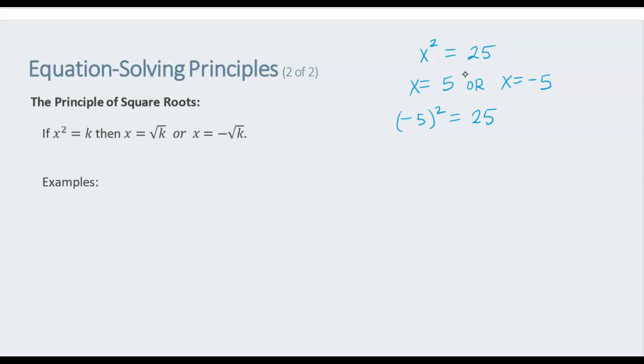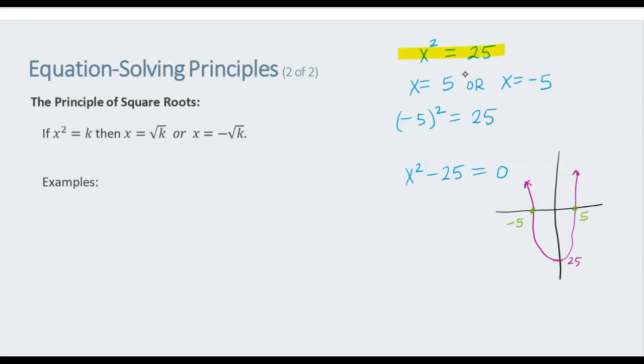Another way to think about this is that if I go back to this equation here and rewrite it as x squared minus 25 equals 0, this is a parabola facing up, which is shifted down 25 units. And so when I draw the parabola, the two places where this is going to cross the x-axis is here at negative 5 and also at positive 5. So that's really what those two solutions are telling us.